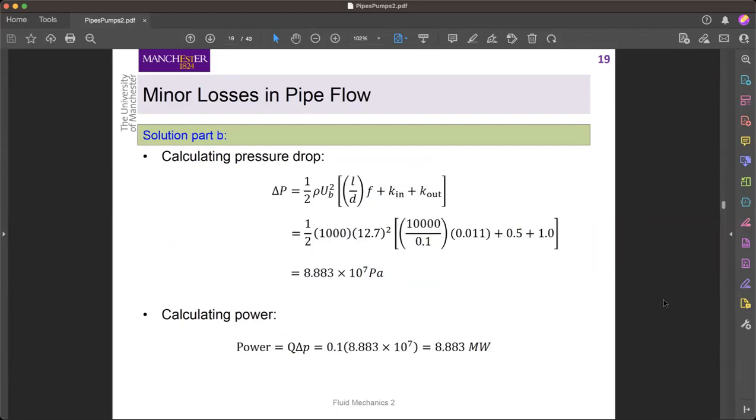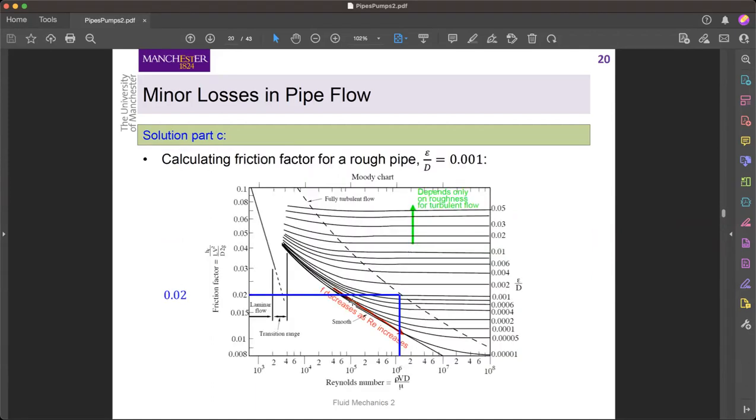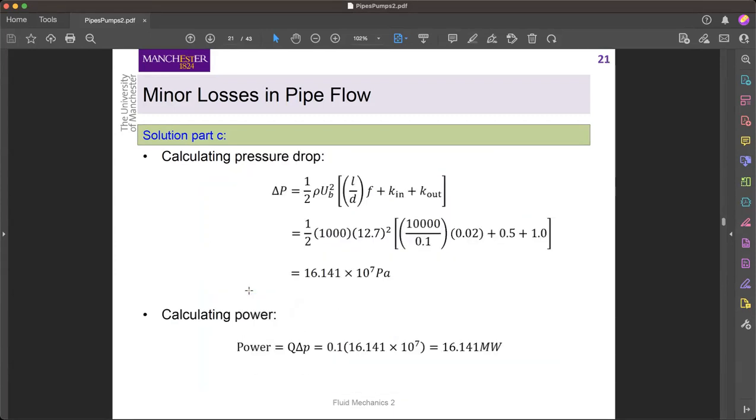Then with end losses, you have the contribution of the major losses plus inlet and outlet, 0.5 and 1. That's it. And for a rough pipe, you enter with your value of Reynolds number, you enter with your value of the roughness, you read the corresponding friction factor, and then you substitute it here. That's it.